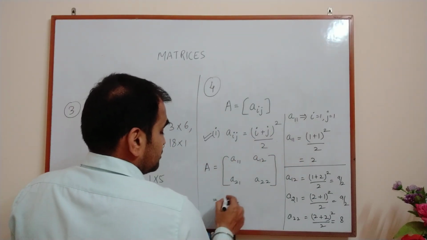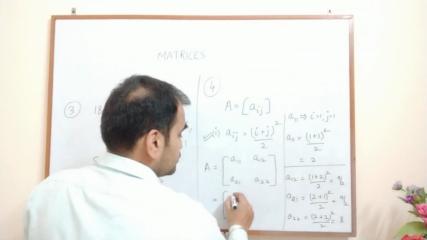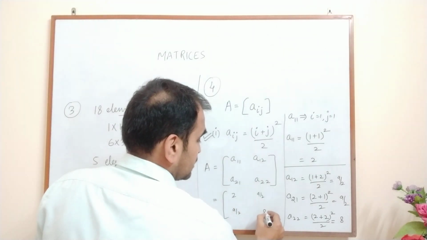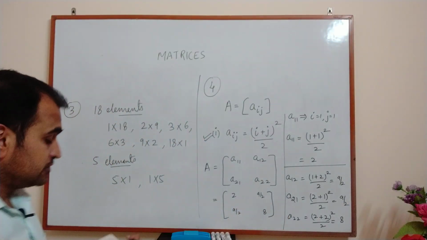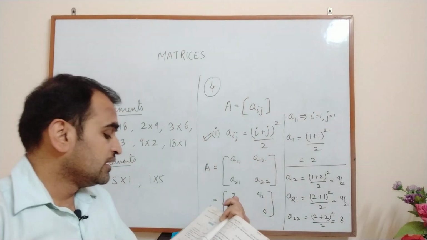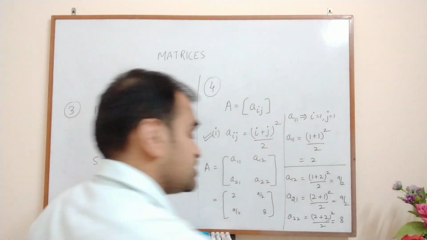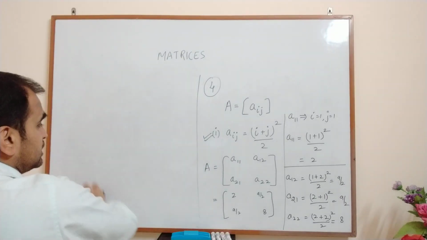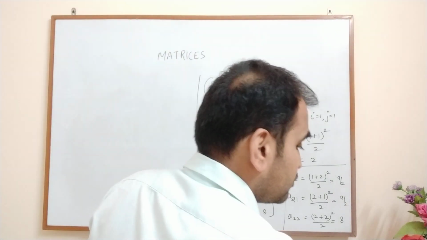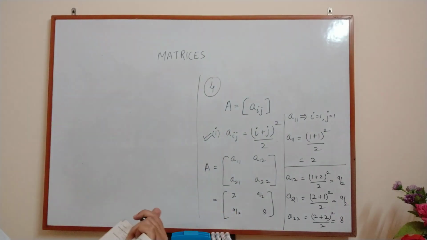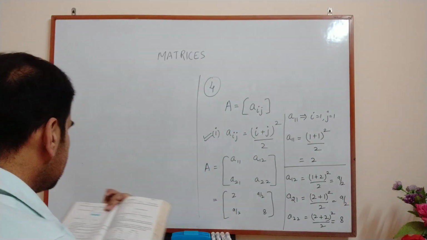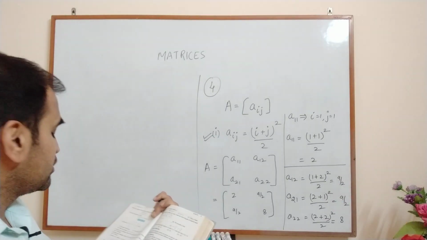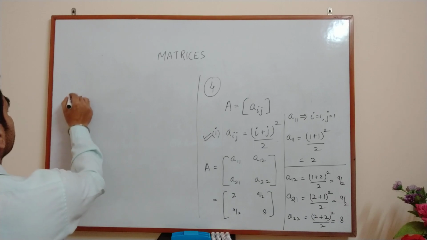So this matrix will become, just simply put the values: A11 is 2, this is 9 by 2, this is also 9 by 2, and this value is 8. So this is the required matrix. Similarly, in the second part, we have Aij is equal to i upon j, which we can solve. It will be easy now, right? If there is any problem, you can ask me in the comments. I will try to answer all your questions. Similarly, in the third part, we have Aij is equal to i plus 2j whole square divided by 2. It is very easy. Next, we have question number 5.